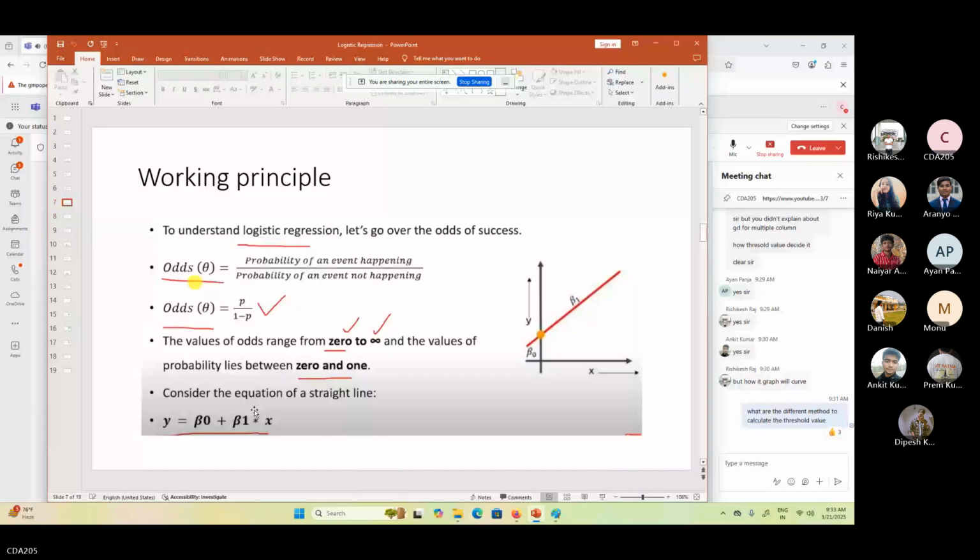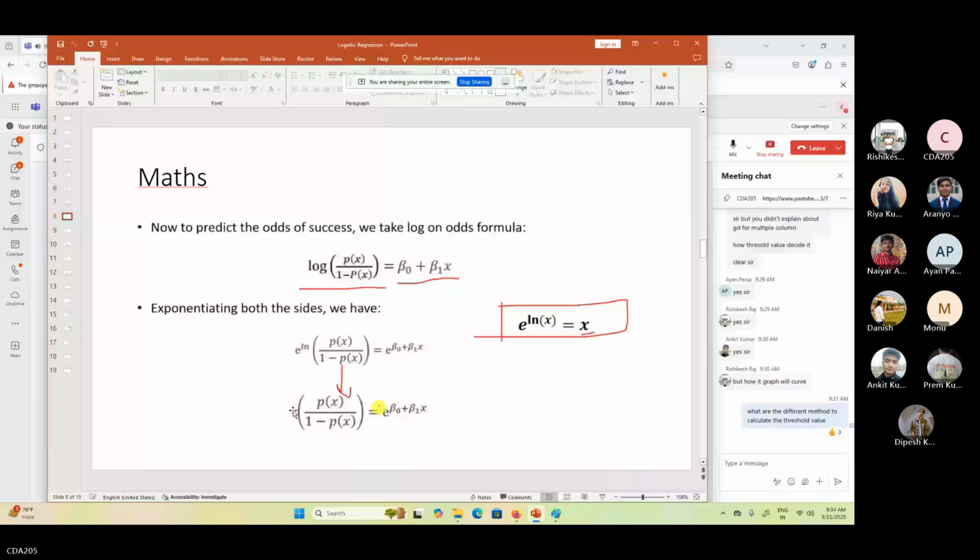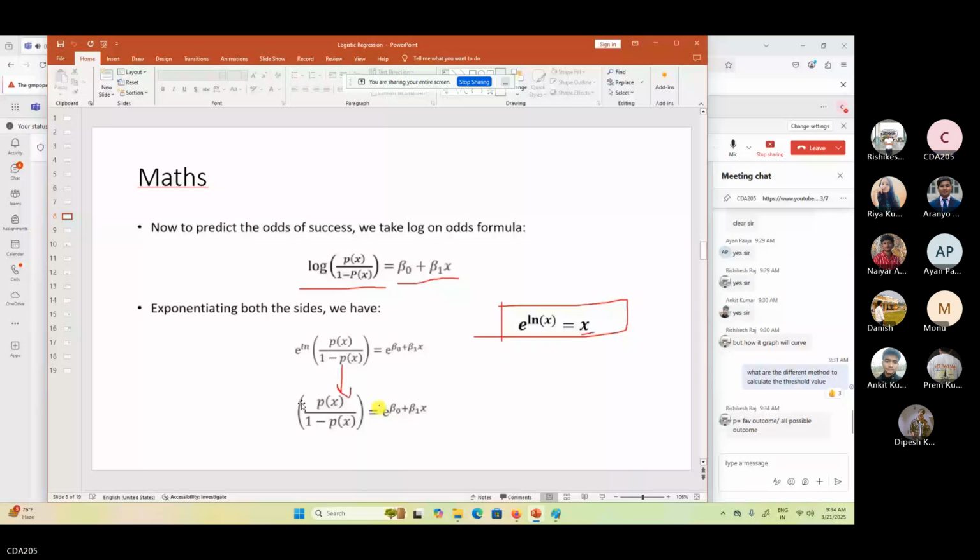Now what did we do? Exponential on both sides. So we know that e to the power log of p(x) by 1 minus p(x) is equal to e to the power beta naught.